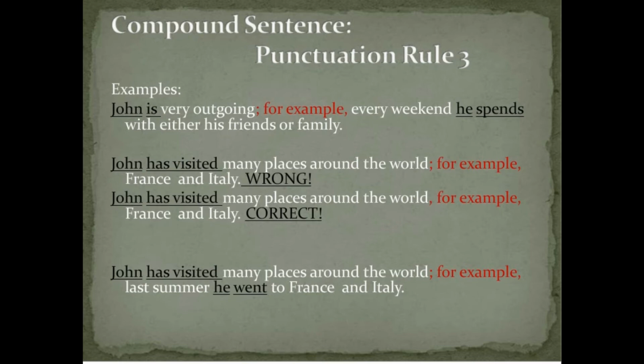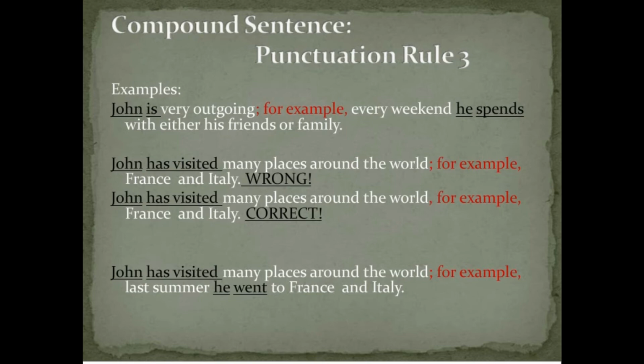It's just a phrase. Therefore, the proper punctuation would be: John has visited many places around the world, comma, for example, comma, France and Italy. And it's only a simple sentence because it has only one IC, one unit of subject and the verb. John has visited. If you want to make a compound sentence with transition, for example, you have to use two independent clauses. For example, John has visited many places around the world; for example, last summer he went to France and Italy.